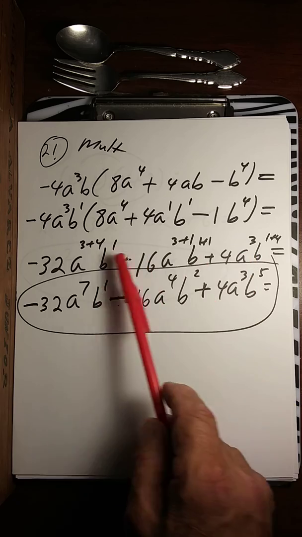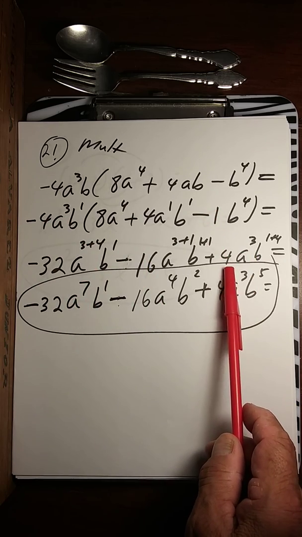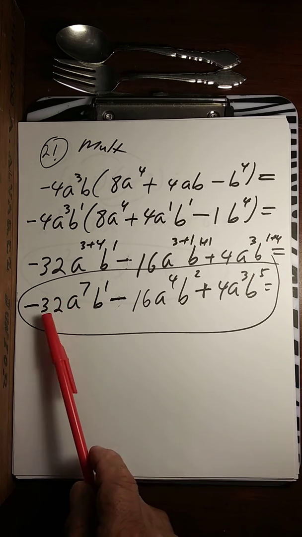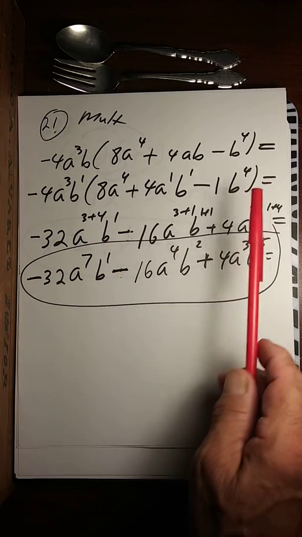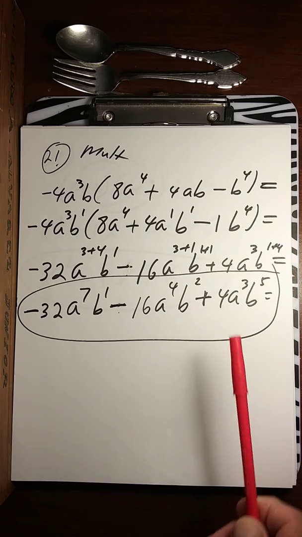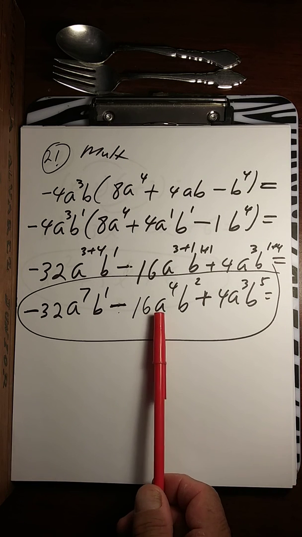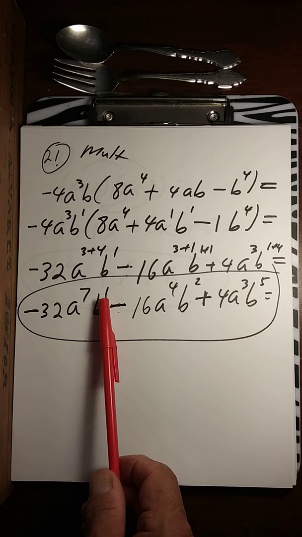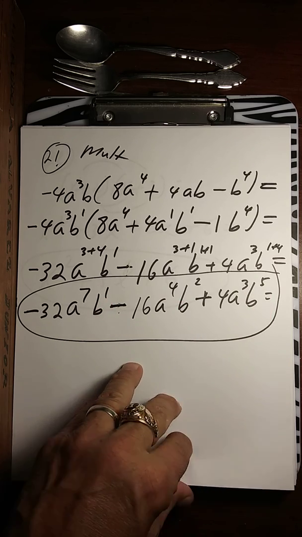1 plus 1. And then this one, this is going to be 4, a to the 3, and b to the 1 plus 4. At the end, you're going to have negative 32, a to the 7, b, minus 16, a to the 4, b squared, plus 4, a cubed, b to the 5. And this one, you don't need it there if you don't want to. Put it in there.